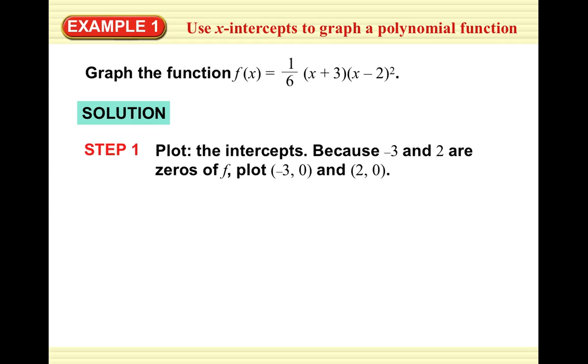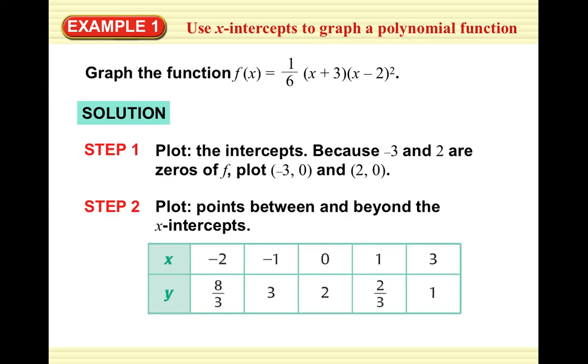So step 1, we're going to plot the intercepts, and then we're going to make a table of values of the points that are between the x-intercepts and beyond the x-intercepts. So really we should have a value on here for -4, but we did not. But that's okay because we know it's probably going to be going more negative anyway.